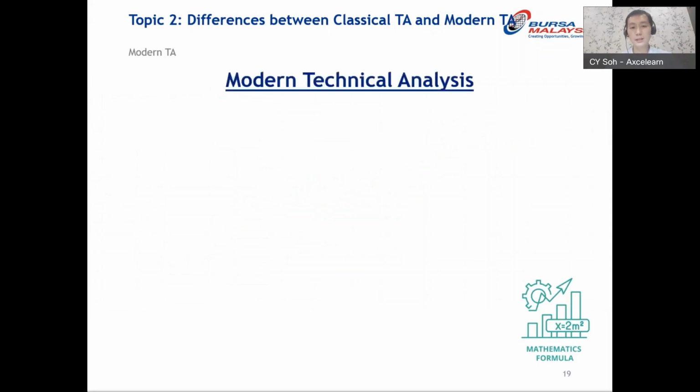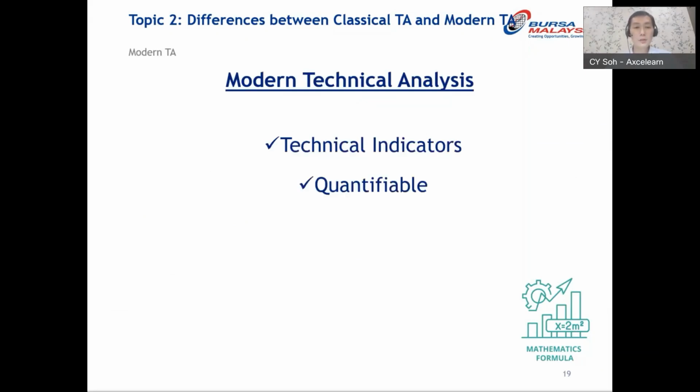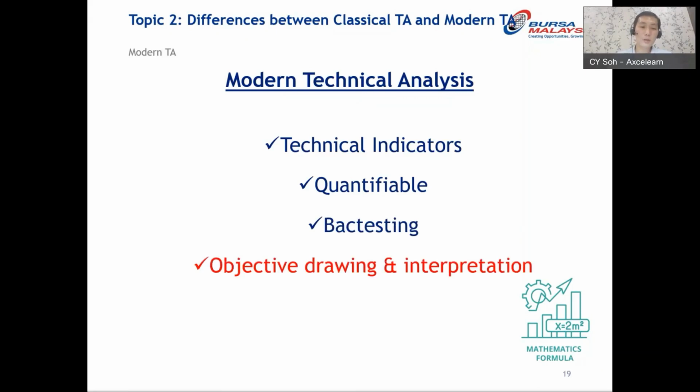For modern technical analysis, of course, we have technical indicators, which are developed for the majority from Western technical analysis. Most of the technical indicators are developed starting from mathematics or quantitative models. So it is quantifiable, because it goes through mathematics or even statistics. And you can also backtest your technical indicators. When you use technical indicators in modern technical analysis, it is objective in terms of drawing and interpretation. Why objective drawing? Because you don't have to draw at all, right? All you need to do is plug and play your indicator, because most charting platforms have their own built-in indicators.